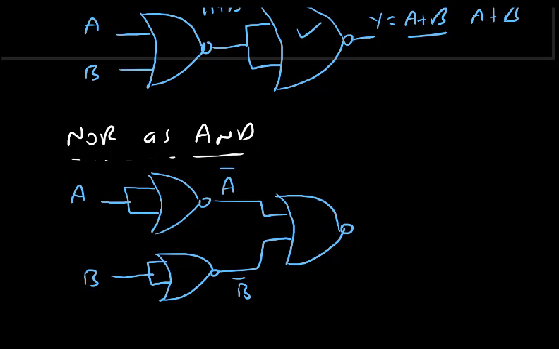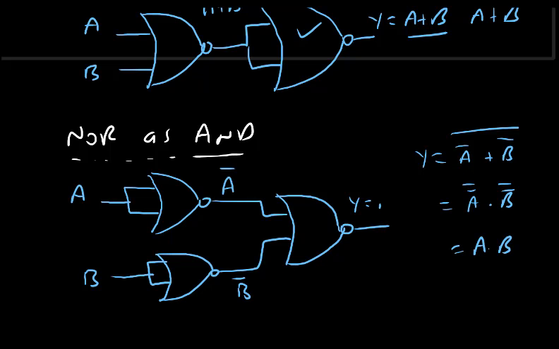Let us analyze the output. If we analyze the output, Y is, the input is A bar B bar, so output is (A bar or B bar) the whole bar. Now we can apply De Morgan's law, so break the line and change the sign. So this is A double bar and B double bar. A double bar is A, B double bar is B. So output is A and B.